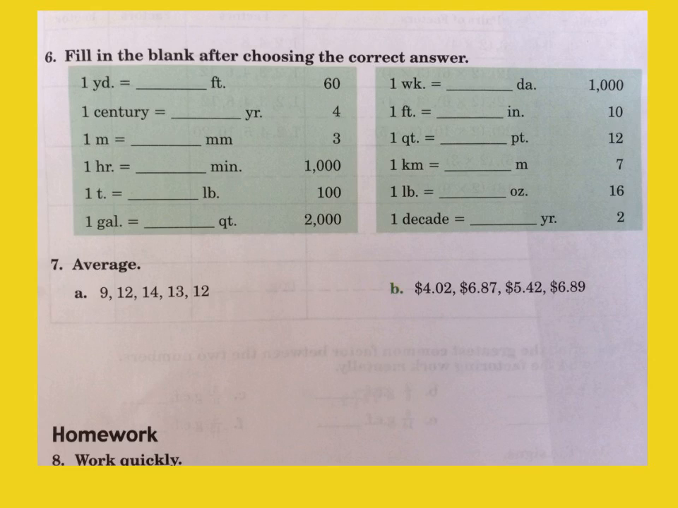First one, it says 1 yard equals how many feet? That'd be 3. 1 century is how many years? It'd be 100. 1 meter is how many millimeters? 1,000. 1 hour is how many minutes? 60. 1 ton is how many pounds? It'd be 2,000.